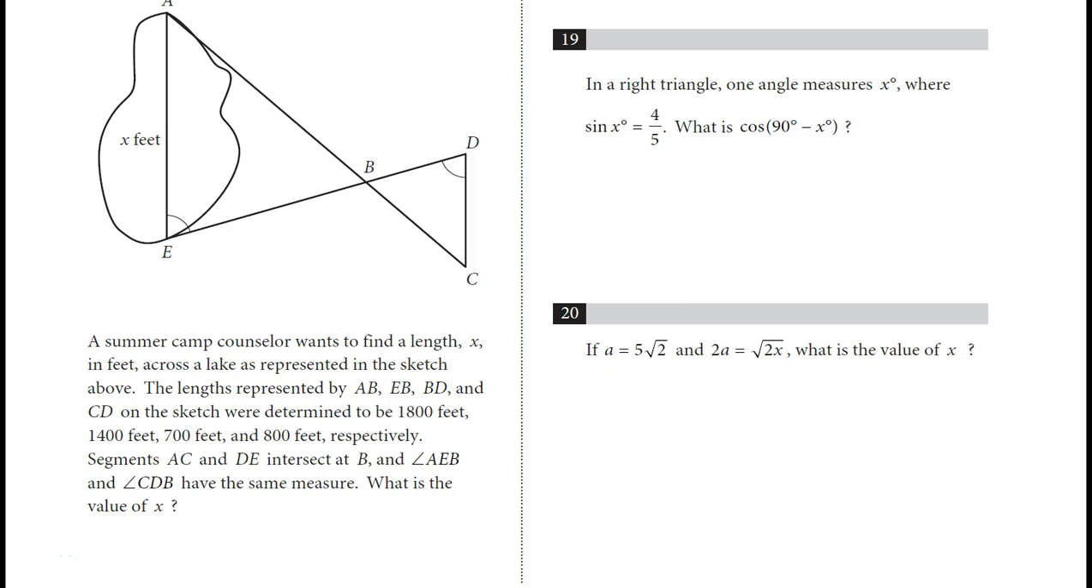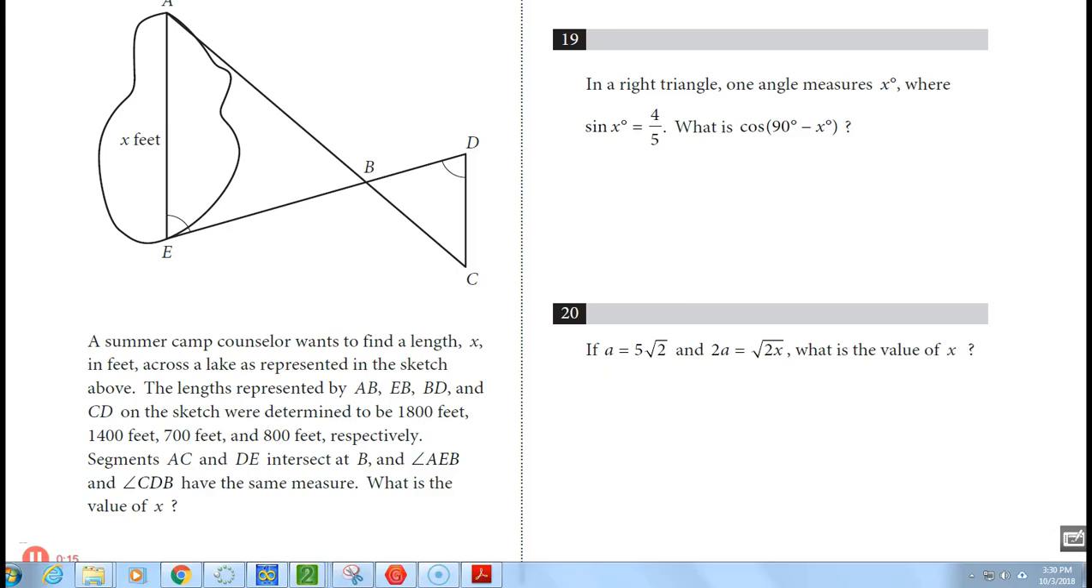All right, number 19, looks like we got a little bit of trig here. I see some sine and cosine. In a right triangle, one angle measures x degrees, where the sine of x is 4 over 5. So that's kind of my first clue. So I know I have a right triangle. So let's see what we have here. A right triangle, which means there's a 90-degree angle in it. One angle measures x. So there we go. And the sine of x is 4 over 5. They give me that. And then they want to know, what is the cosine of 90 minus x?